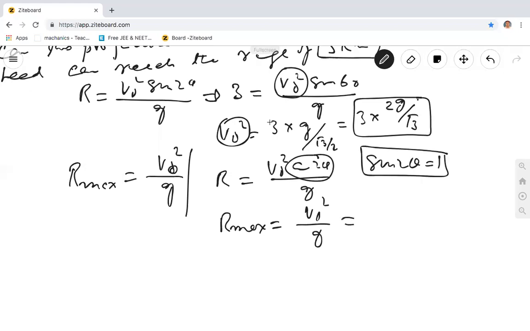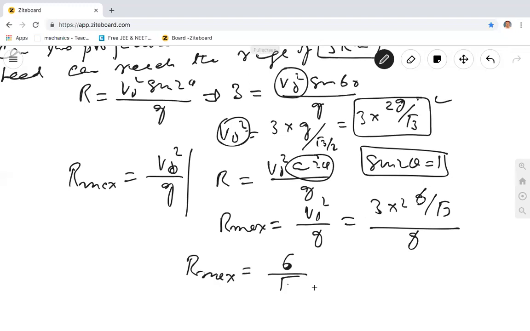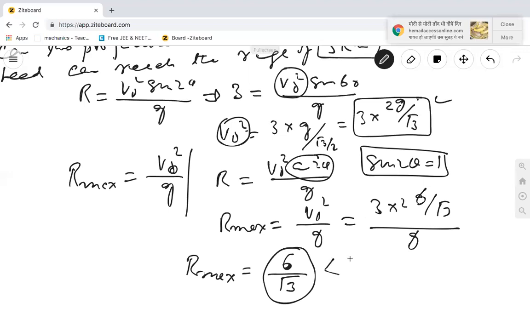So what is v0 square here? 3 into 2g by root 3, divided by g. Because v0 square I have already found from the previous given condition. So g gets cancelled. R max is 6 by root 3. It is not 5 kilometers. It is less than 5 kilometers. If you check it out, it must be less than 5 kilometers. So the maximum range cannot go to 5 kilometers. So this can never go to the range of 5 kilometers.